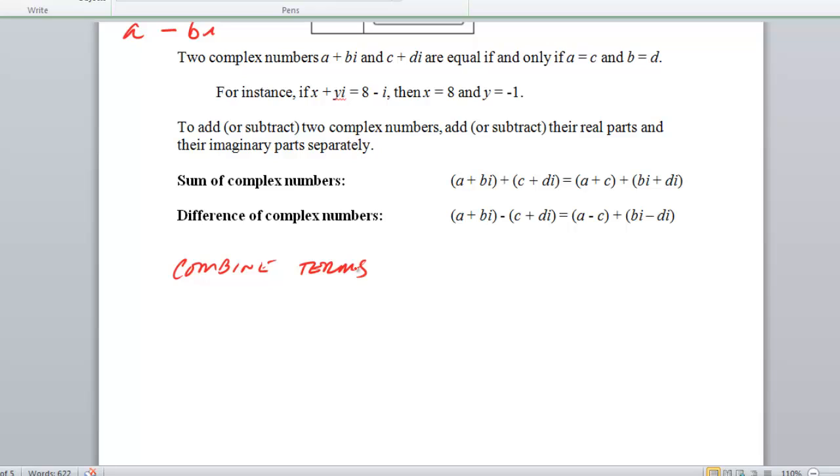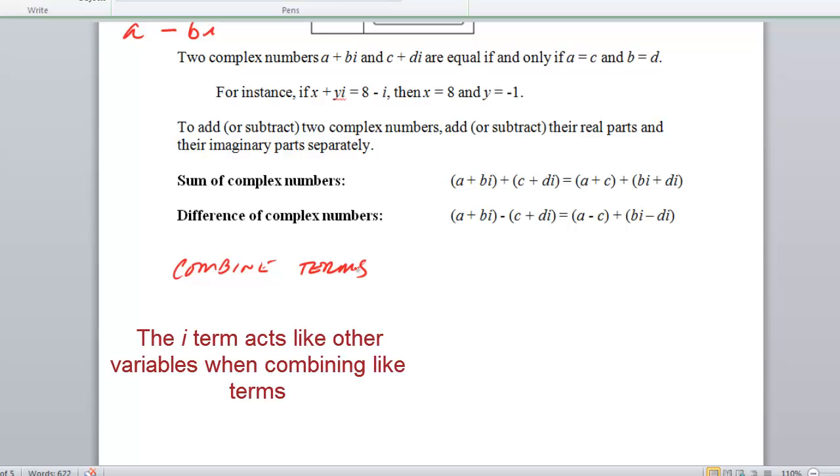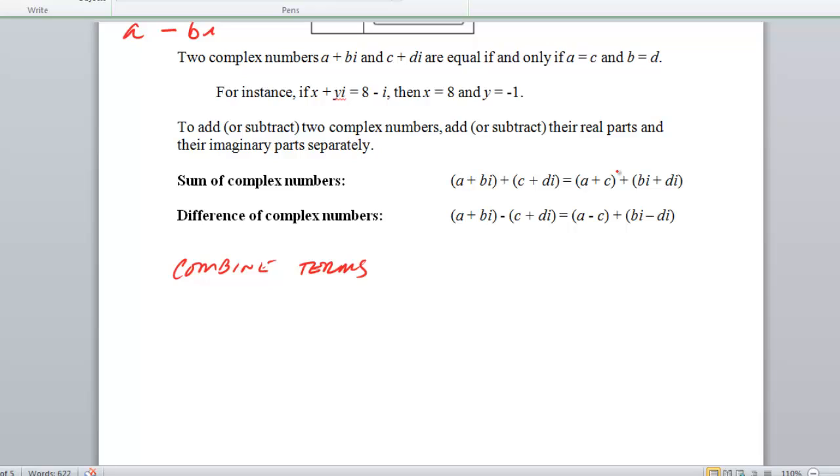Now, the one thing that I want you to keep in mind here is, even though the imaginary unit has an actual value, it acts just like any other variable, like an x or a y, whenever we're talking about combining like terms. So if you look at this, if we have two complex numbers being added together, we could simply combine the real parts together and then combine the imaginary parts together and come up with a new complex number.